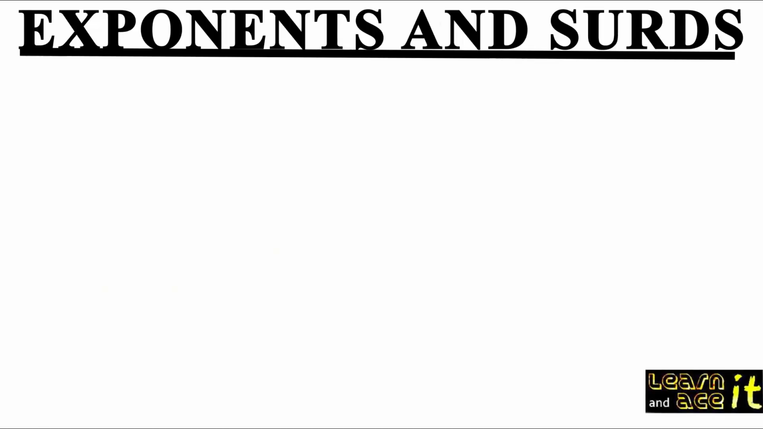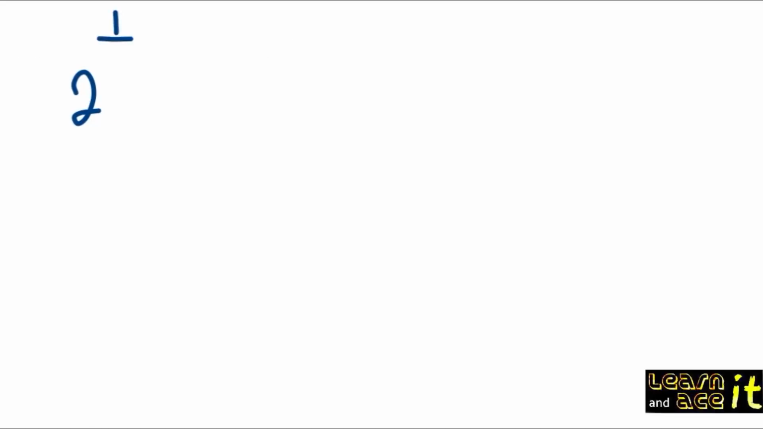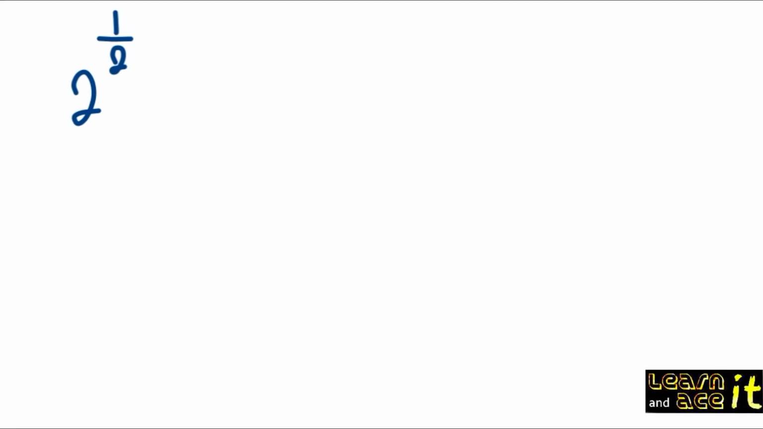For example, if you have 2 to the power of 1 divided by 2, we refer to this expression right here as a rational exponent. Why? Because this exponent over here can be written in the form of a fraction. So in general, we can say that anything written in the form of a to the power of m divided by n is a rational exponent.